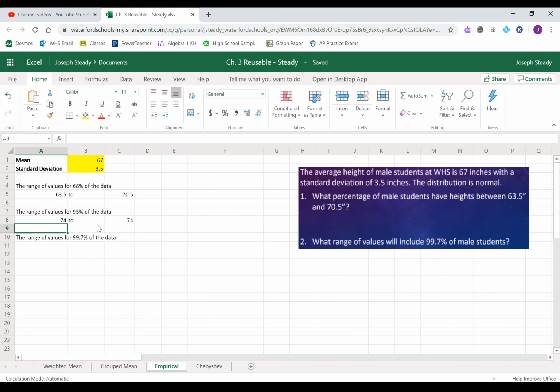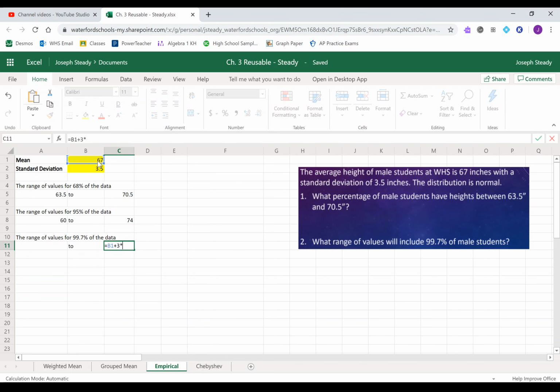Equals, click on the mean, plus 2 times the standard deviation. Hit enter. Oops, I did plus again. That should have been a minus. Hopefully you caught that and said, hey, Mr. Shetty, what are you doing? That should be a minus there. And then for 99.7%, this is the same idea, except it's 3 standard deviations. So equals the mean plus 3 times the standard deviation, and the mean minus 3 times the standard deviation.